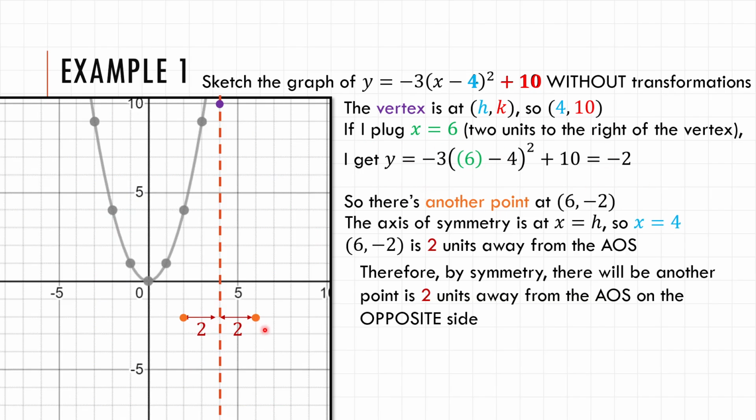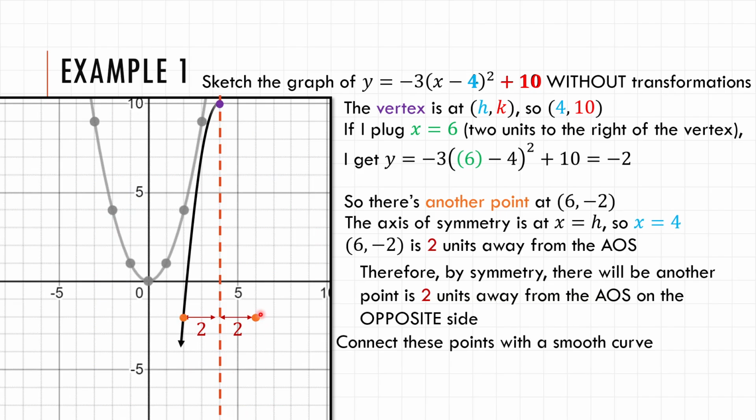Because of this, now I can just connect the 3 points with a nice smooth curve, and there's my parabola. So this is one way to very quickly sketch the graph of a quadratic relation, a parabola, if it's given to you in vertex form. Just plot the vertex, find the y value of a point very close to the axis of symmetry, and then plot that same point on the other side, the exact same distance away, and connect those points with a smooth curve.